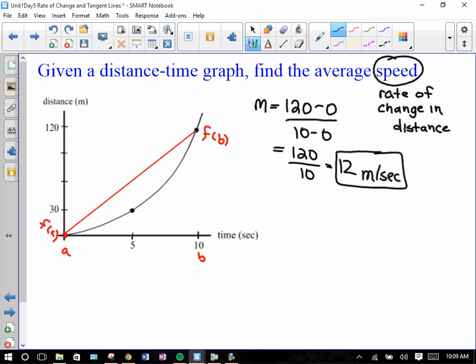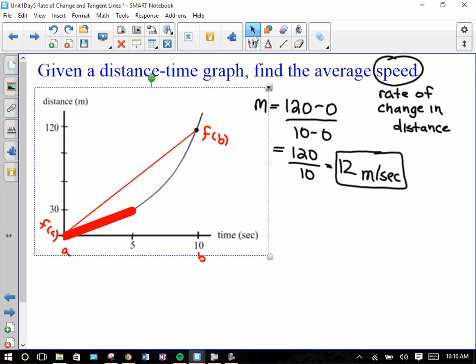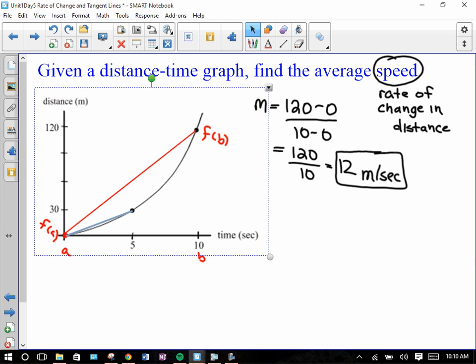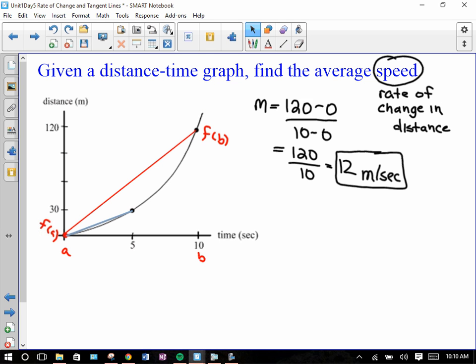So let's look at this. What we did is we found the slope between 0 and 10. So we found the average speed between 0 seconds and 10 seconds. However, if we look at it differently, if I take another line and draw it, so if I went from 0 to 5, watch this, don't freak out. So right there to there, we're finding the slope. Which slope is bigger, from 0 to 5 or from 0 to 10? Okay, good, 0 to 10. So here, the slope isn't quite as big.